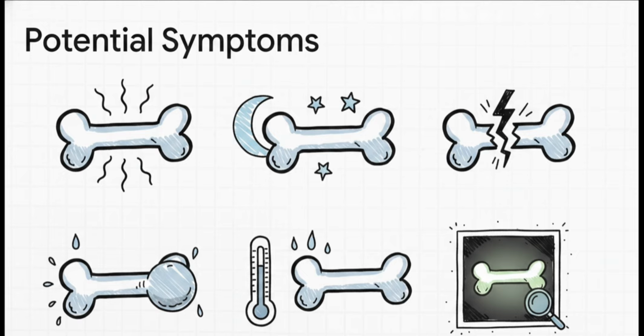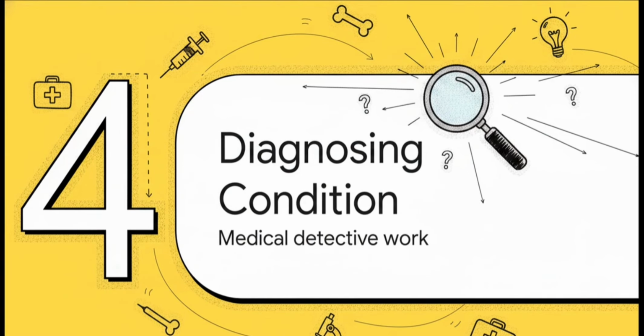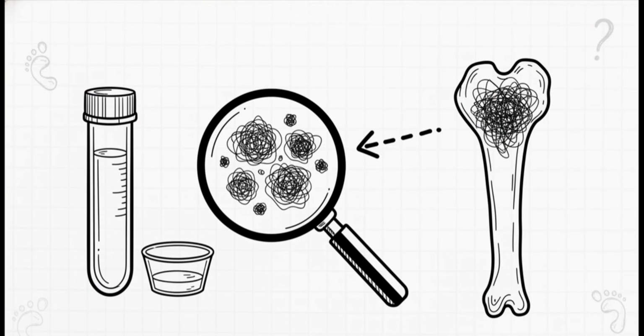But get this, a lot of benign tumors have absolutely zero symptoms. Sometimes they're only discovered completely by accident when you get an X-ray for something else entirely. All right, let's switch gears to Section 4, diagnosing the condition. So, if symptoms do pop up, how do doctors actually figure out what's going on?